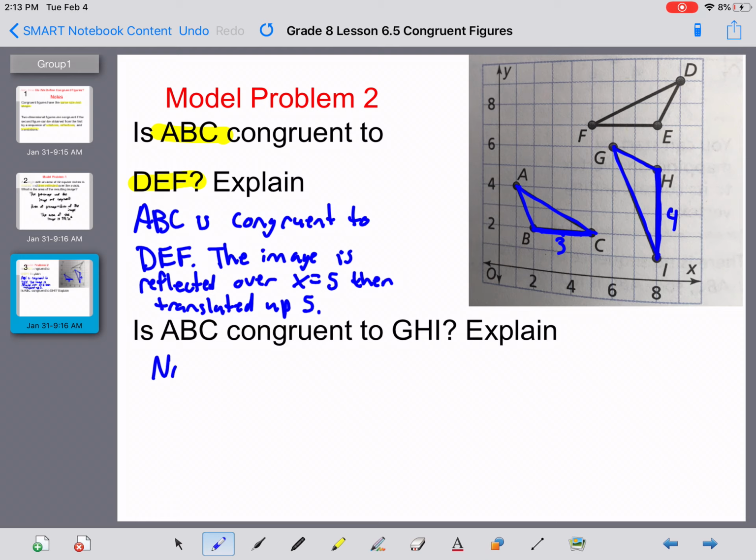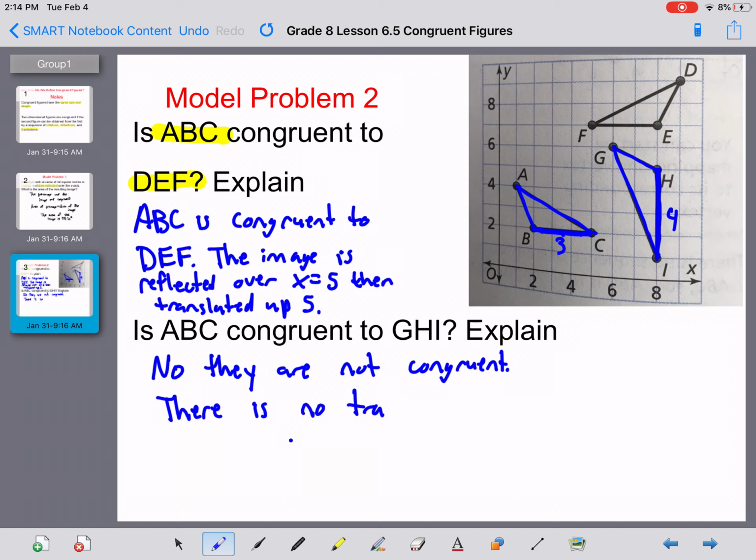So, no, they are not congruent. And your explanation is there are no transformations to map ABC to GHI. So you need to be able to find the transformations to map from one to the other.